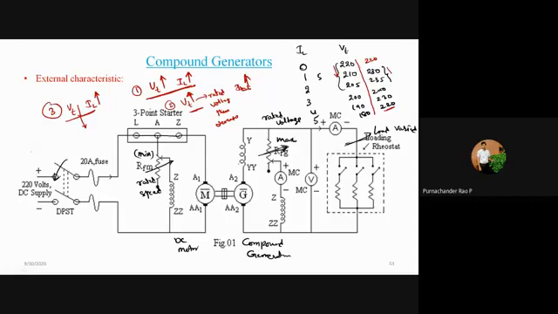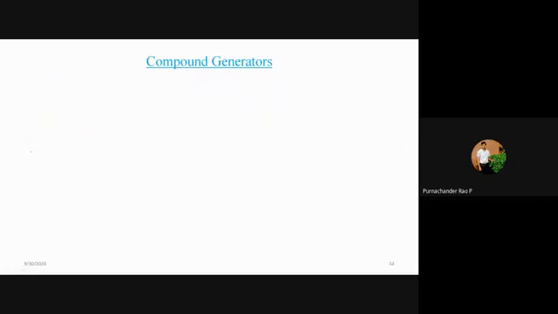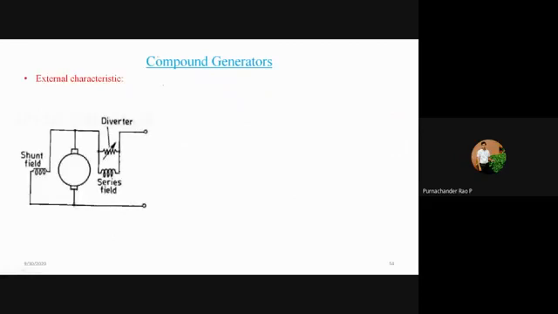So here I will consider the external characteristics. The first case is that with the increase in IL, the terminal voltage increases. And the second one is that with the increase in the load current, the terminal voltage increases, then decreases.